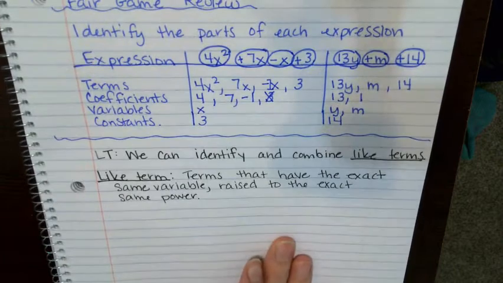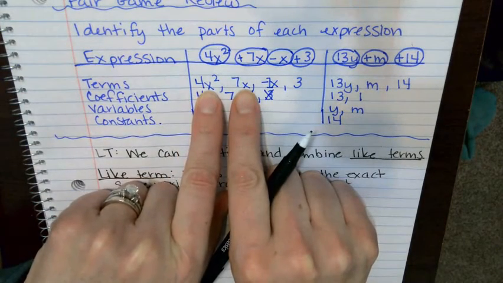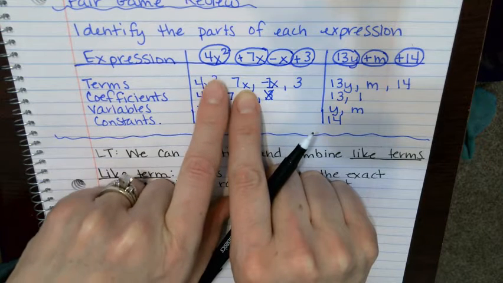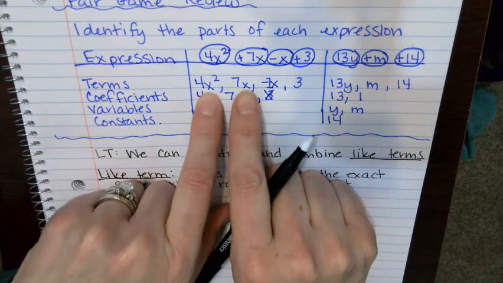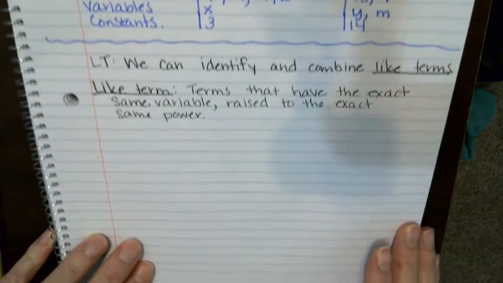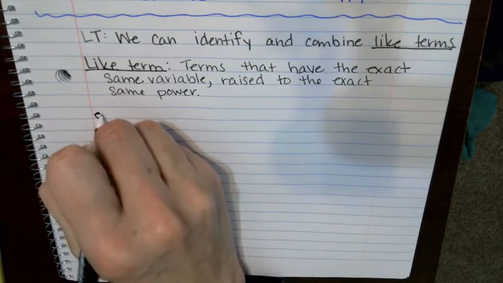So coming back up here, terms that have the exact same variable, well, these guys both have an x, but raised to the same power. Oh, well, this is raised to the second power and this one isn't. So these two are not like terms. Okay, so let's write down some examples of like terms.